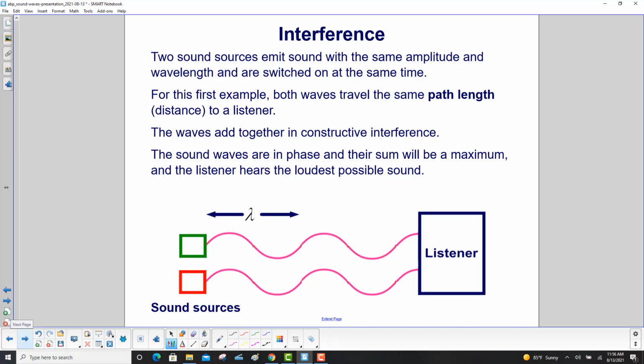Let's apply that concept to sound waves. We have two sound sources, green and red. They emit sound with the same amplitude and wavelength and are switched on at the same time. For this first example, both waves travel the same path length, that's a fancy word for distance, to a listener. The waves add together in constructive interference. The sound waves are in phase and their sum will be a maximum, and the listener hears the loudest possible sound, because at any point you can see how these two add together and make a bigger amplitude.